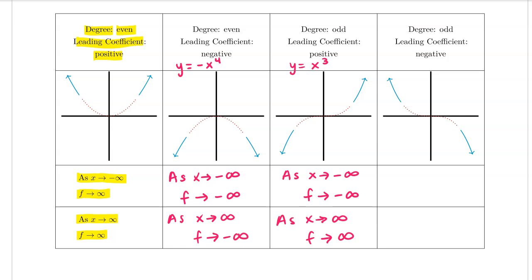Now, the last case is if the degree is odd and the leading coefficient is negative, and that would be something like y equals negative x cubed. And in this scenario, we would say as x approaches negative infinity, f would approach positive infinity, and as x approaches positive infinity, f would approach negative infinity.